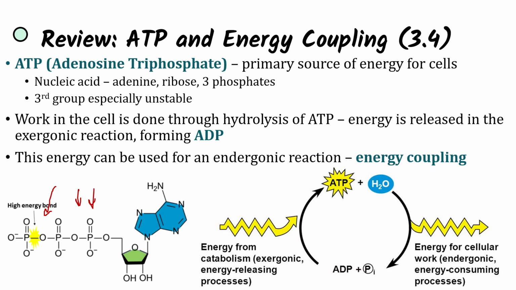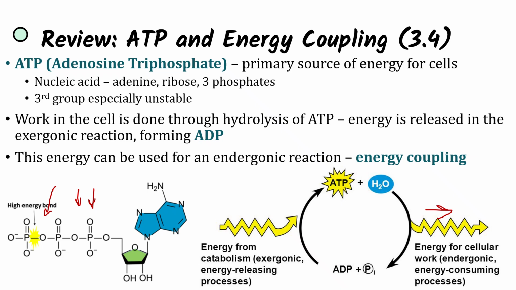And this energy release can be used for an endergonic reaction, meaning energy coupling, where the energy from one exergonic reaction, energy release, can be used to make something with an endergonic reaction. So as you can see here, once ATP has been hydrolyzed, you've got energy for cellular work, energy that can be used for endergonic energy consuming processes, and you're left with your ADP plus your inorganic phosphate group.